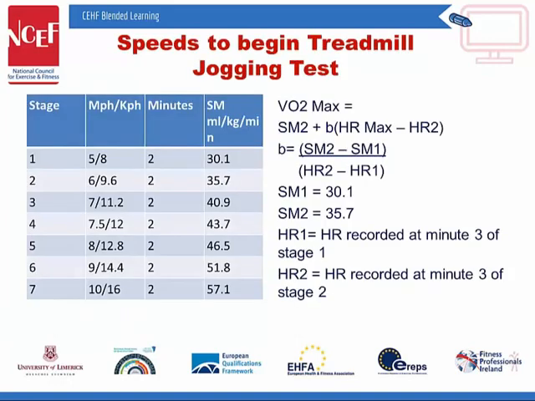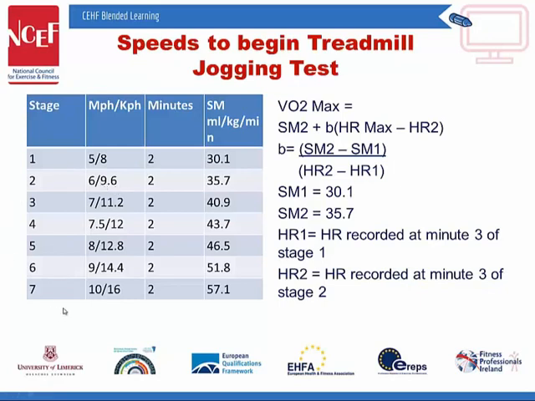Okay, so we're going to look at the speeds now that we would use to begin the treadmill jogging test. The speeds we used in our example were stage 1 and stage 2. We were running at 8 kilometers an hour, and stage 2 was 9.6 kilometers an hour.